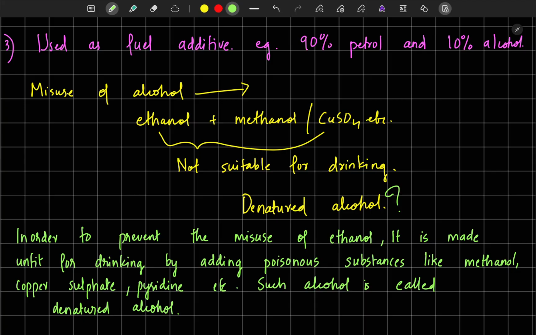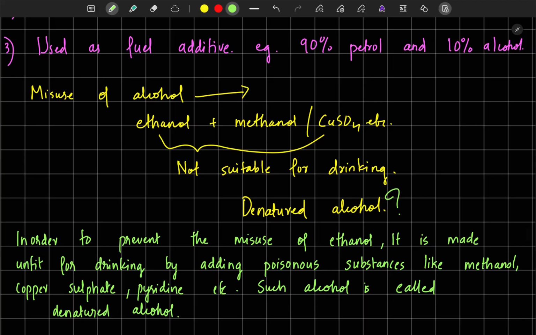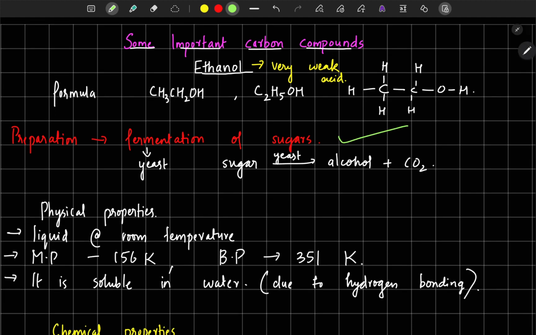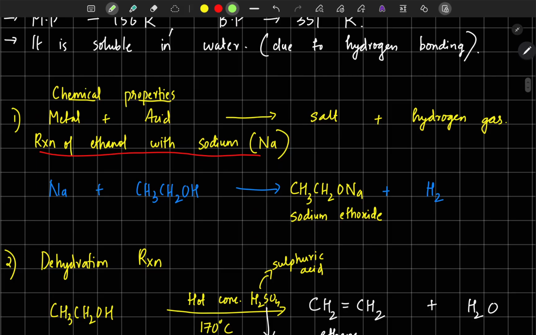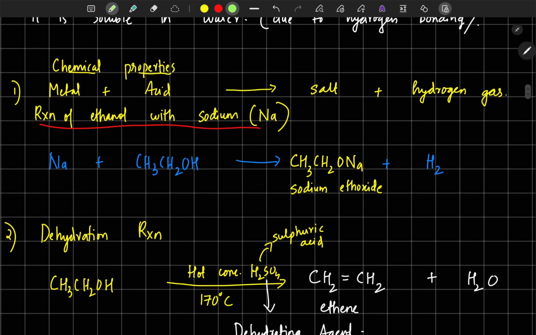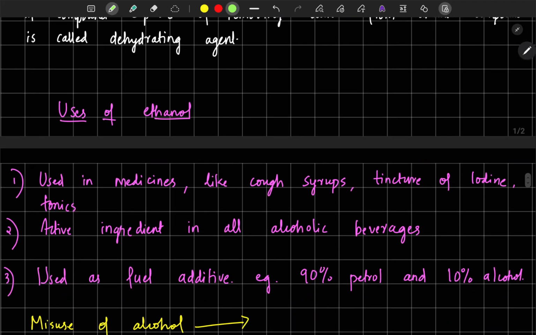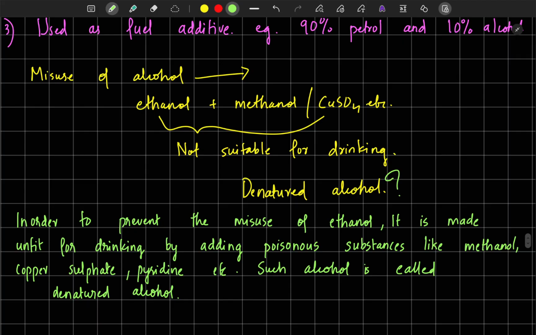These are the things we are learning in this chapter. About ethanol, remember that physical properties are not very important. Just understand the preparation, that's enough. The two important reactions are the reaction of ethanol with sodium and the dehydration reaction. Then you can remember the uses of ethanol and understand denatured alcohol. Okay, thank you.